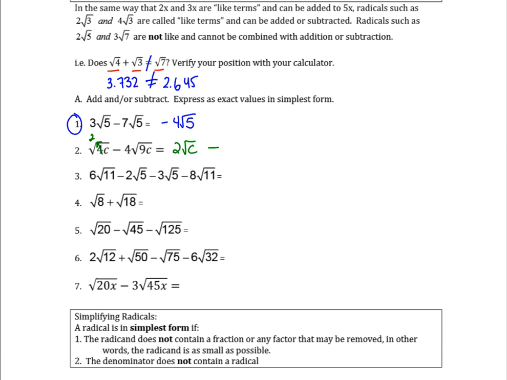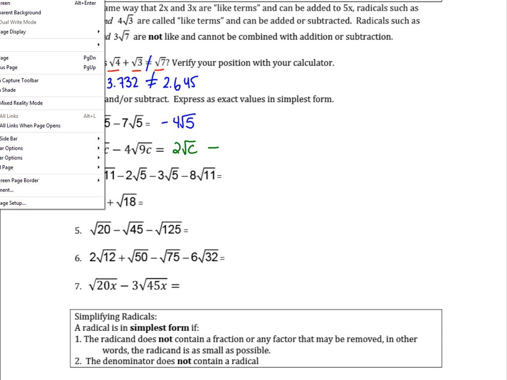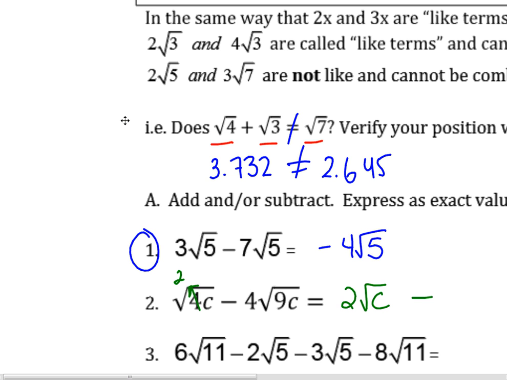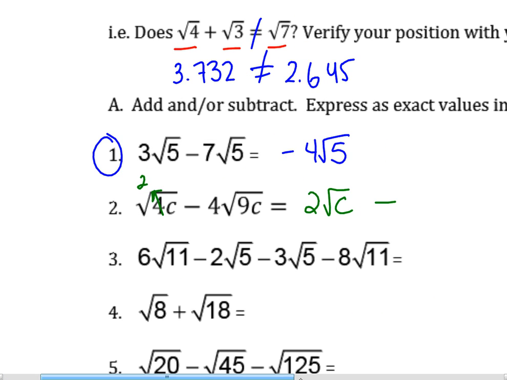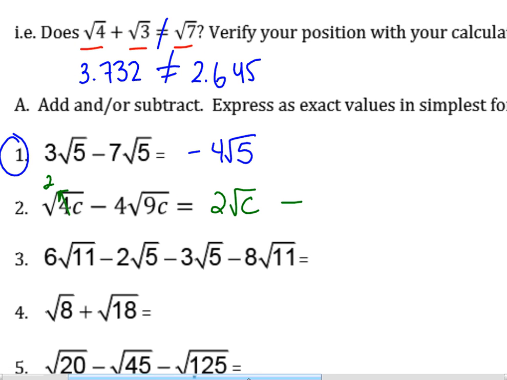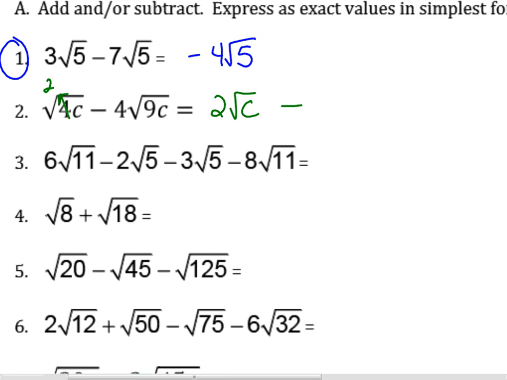Square root of 9. Should I make this larger for you guys? Here. How about like 300%? Huge. There you go. Now there shouldn't be an issue.